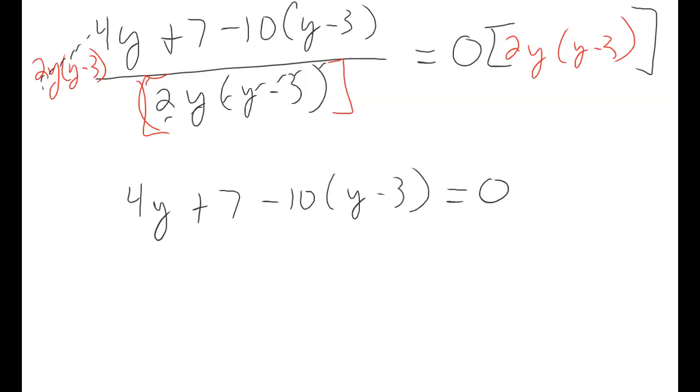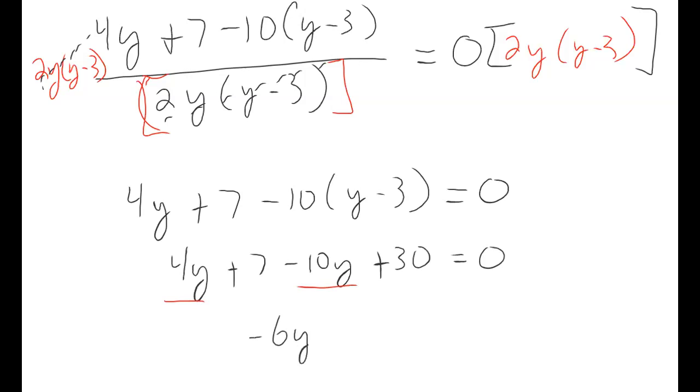equals 0. And now I am back to our very first week, which seems so long ago, of just solving a linear equation. So I distribute the 10 through, I get 4y plus 7 minus 10y plus 30 equals 0. Combine my like terms, I get a negative 6y plus 37 equals 0. Subtract 37. I get negative 6y equals a negative 37.